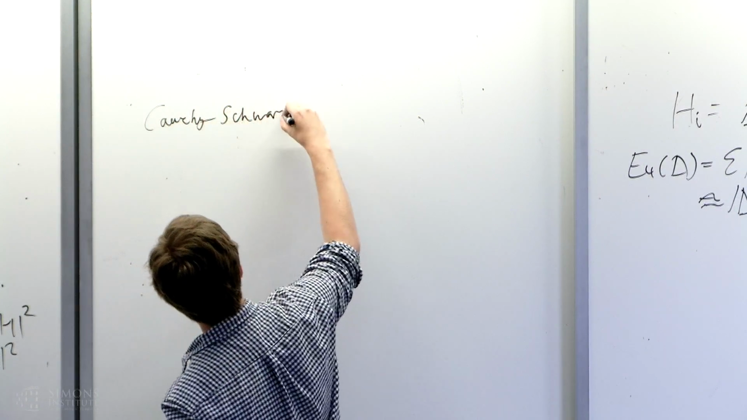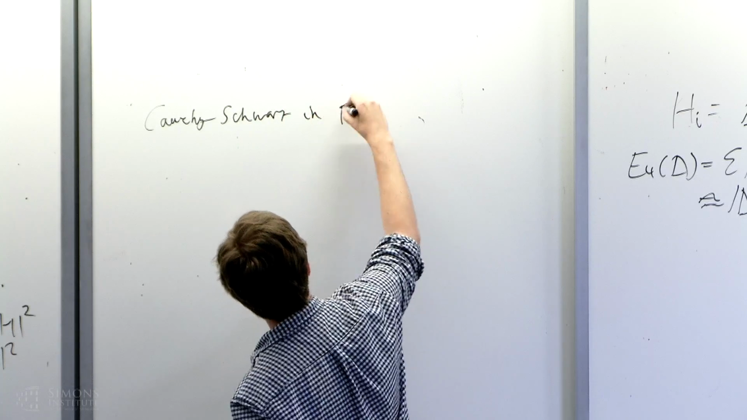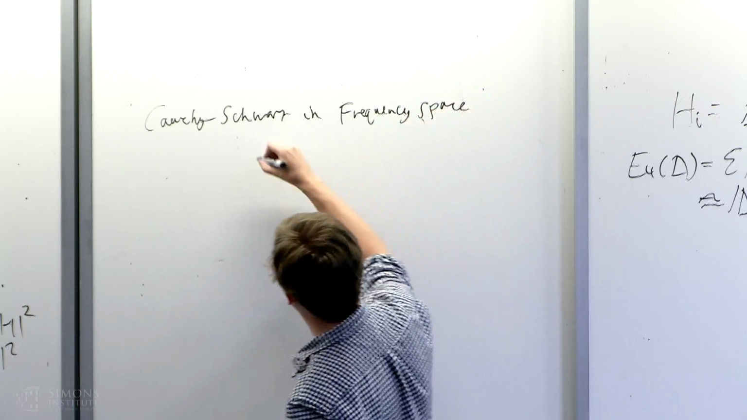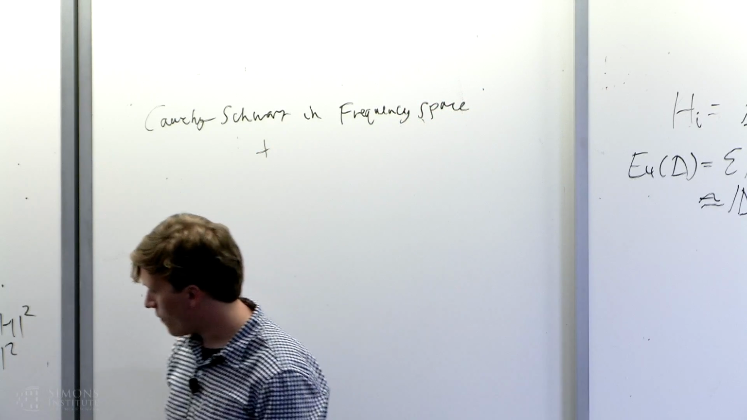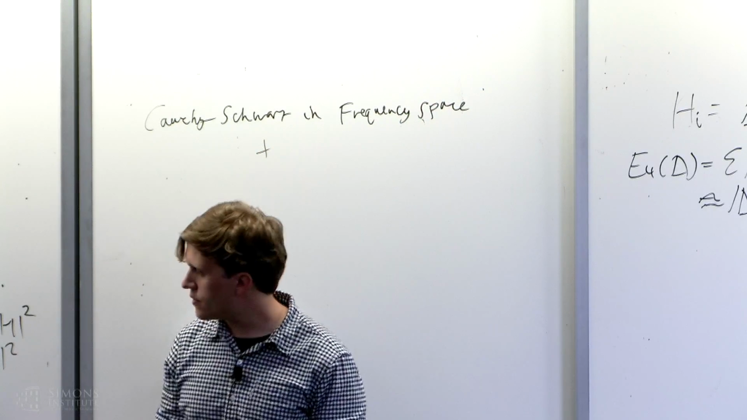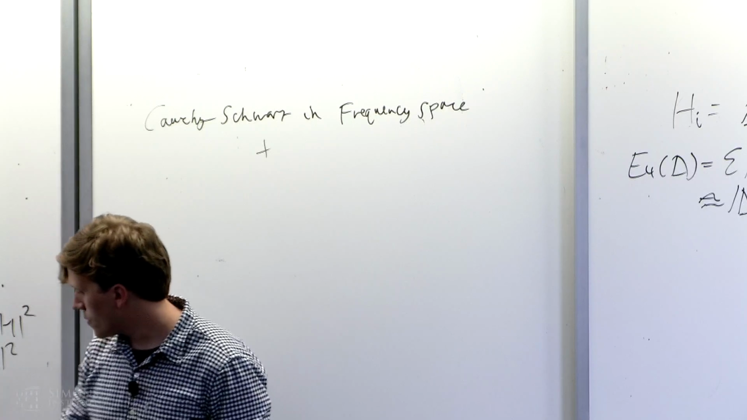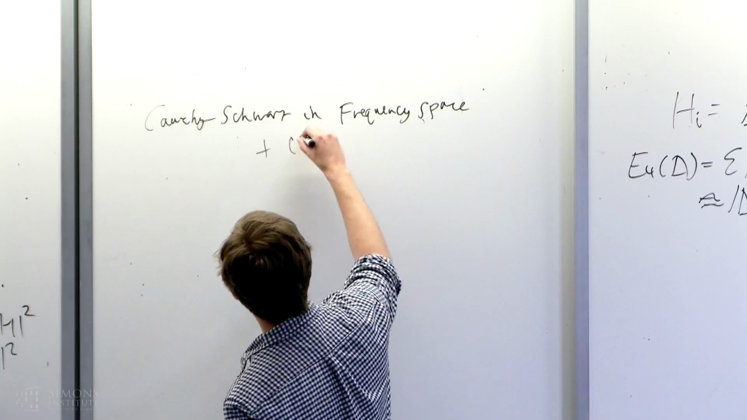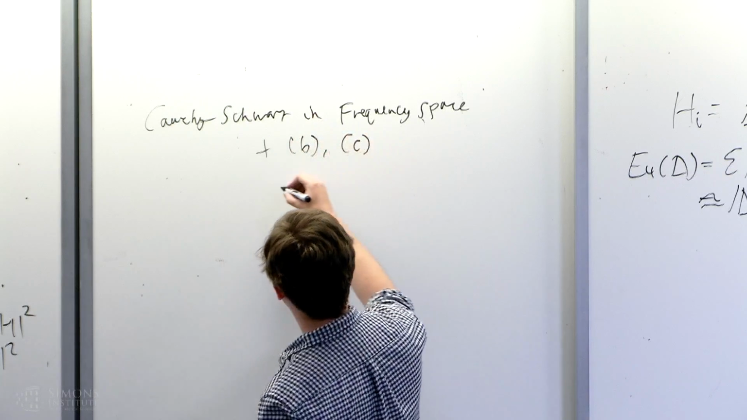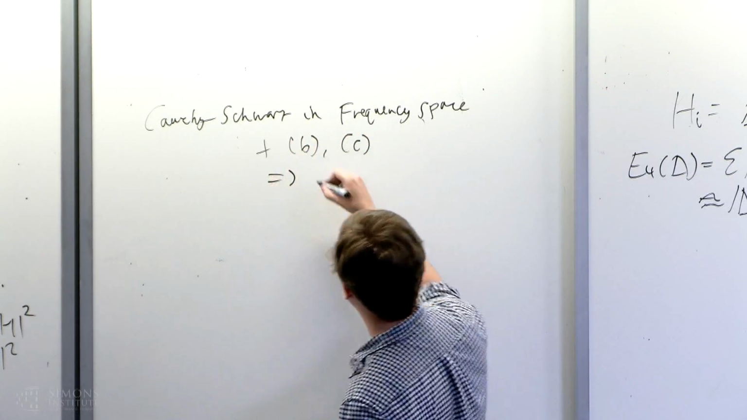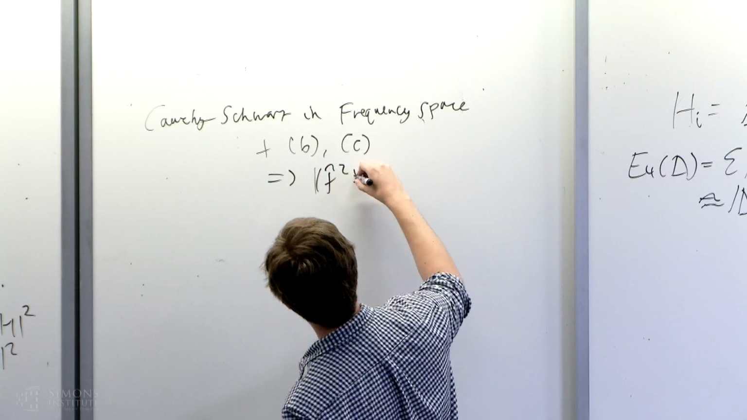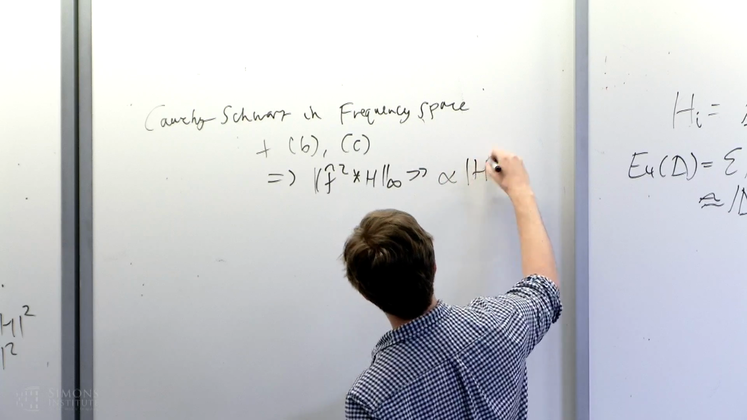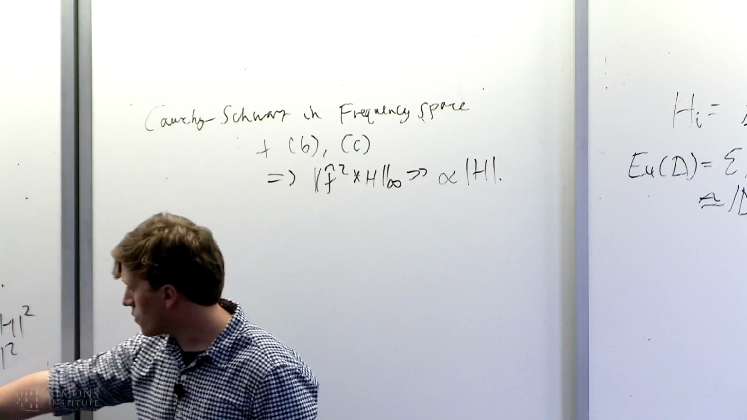So now, Cauchy-Schwarz in frequency space. That means I have to bound things like the L2 norm of this, which I can bound by property B, and the L2 norm of this guy, which I can bound by property C. Plus B and C gives me what I want. It says that the L2 bound of this guy here is at least alpha times the size of H, compared to this trivial alpha squared H.